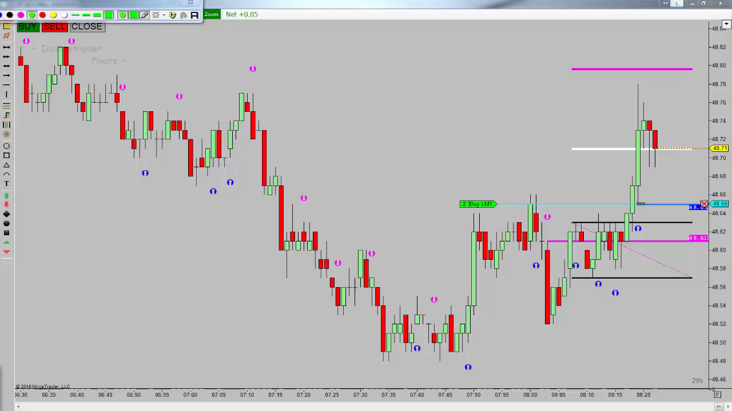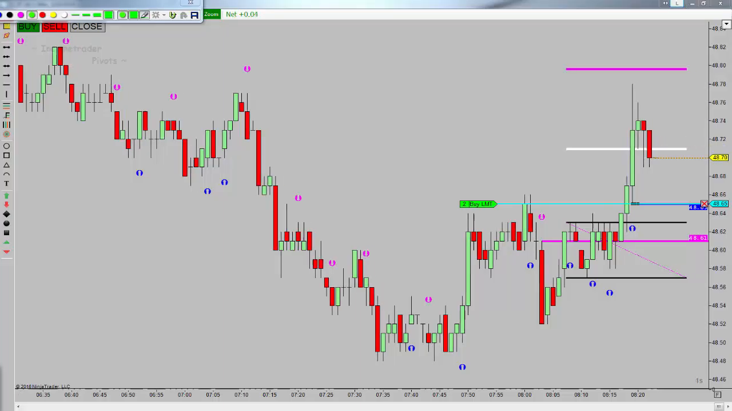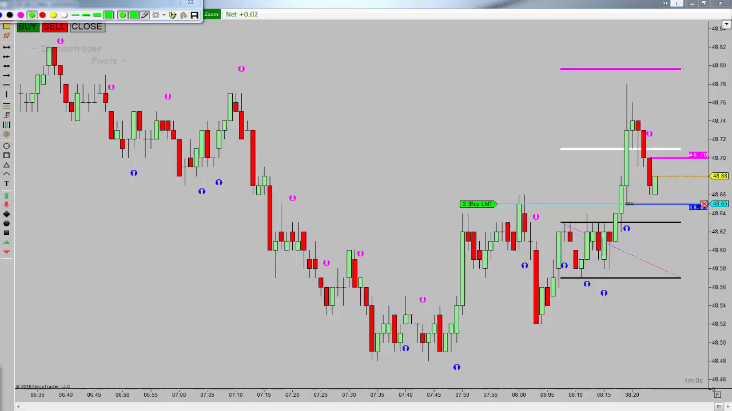Now we have our continuation trade coming up, and this is a 1-to-1 ratio. You're going to risk 5 ticks to make 5 ticks. That's it. You're not looking for more than that. It might go more, but very rarely will it happen. And if it does, then you'll just pick up the next continuation trade.